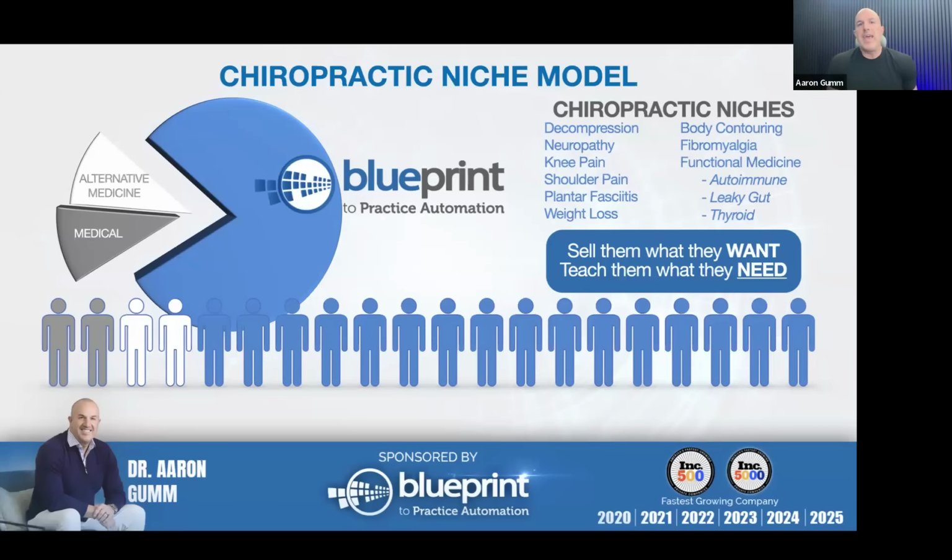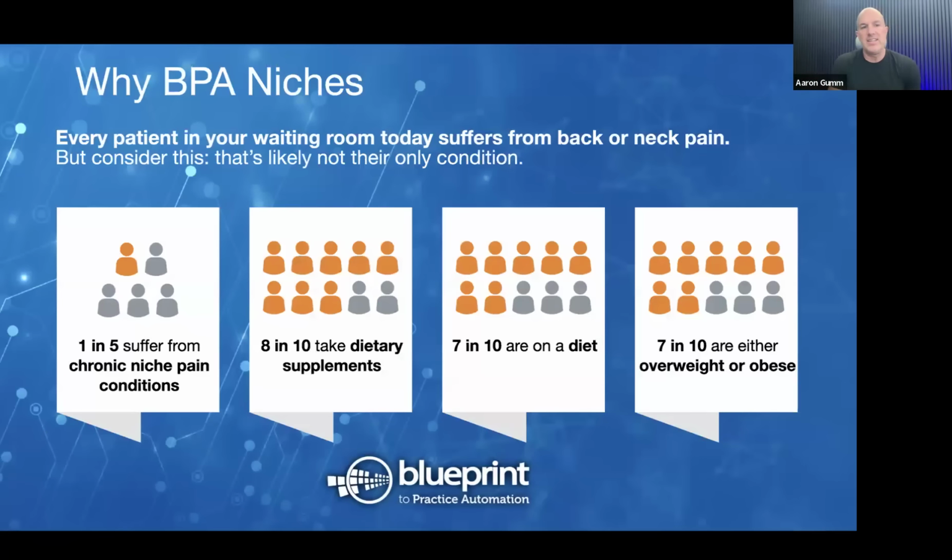And that's why we add niches to our practice, because when we look at statistics, 1 in 5 people coming in your office for chiropractic have chronic niche pain conditions. They may have neuropathy and they have a disc issue or shoulder pain or plantar fasciitis. 8 in 10 people are taking dietary supplements trying to lose weight. 7 in 10 are on a diet. So probably some fad diet. And then 7 in 10 people are overweight or obese. Which if you think about that, if 7 in 10 people are overweight or obese and 7 in 10 are on a diet, that means that they're failing.